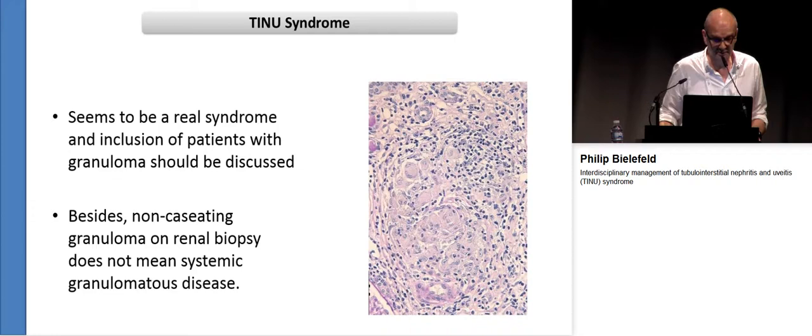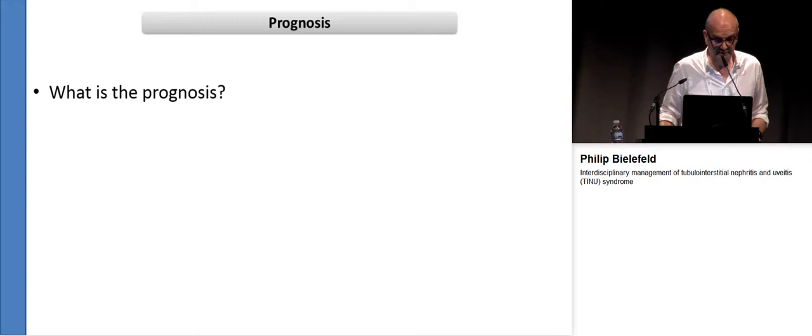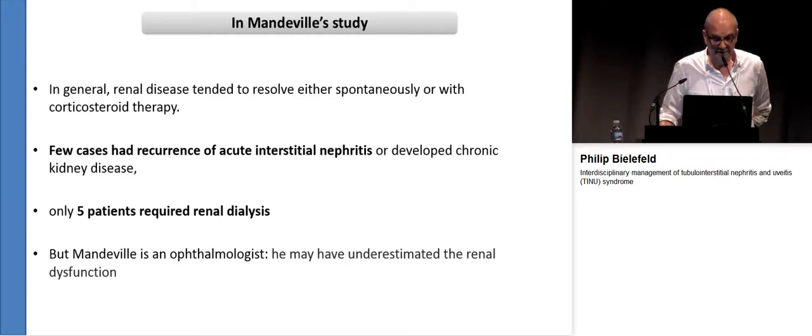Major question, what is the prognosis? In Mandeville's meta-analysis, the renal disease has a good prognosis. It tends to resolve spontaneously. He has a few cases with a recurrence of acute interstitial nephritis, 5 patients on renal dialysis. But don't forget, Mandeville is an ophthalmologist. He may have underestimated the renal dysfunction.